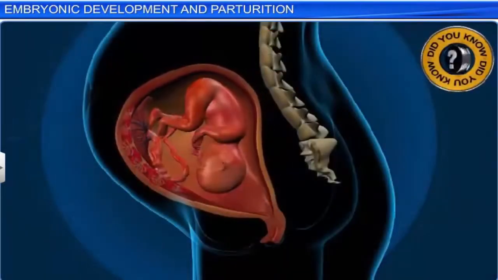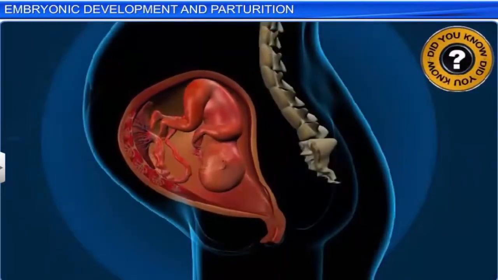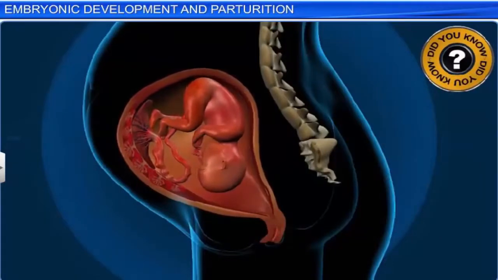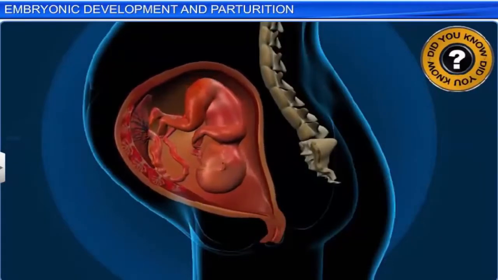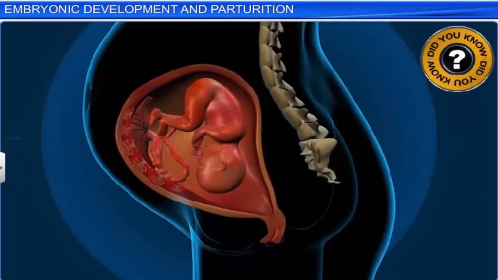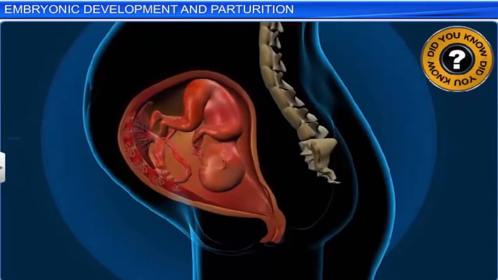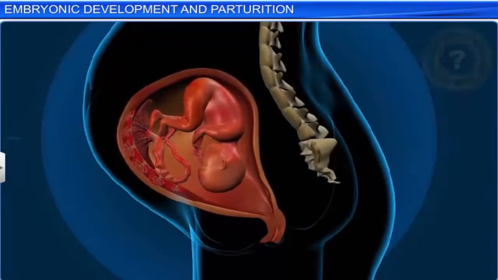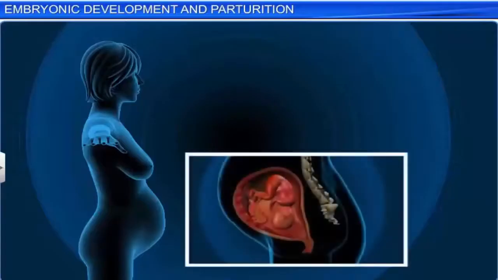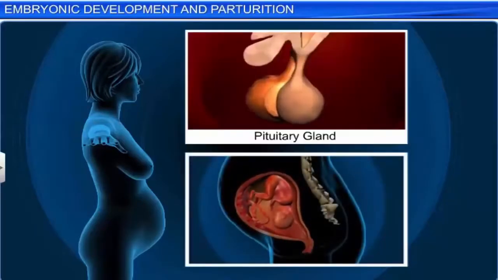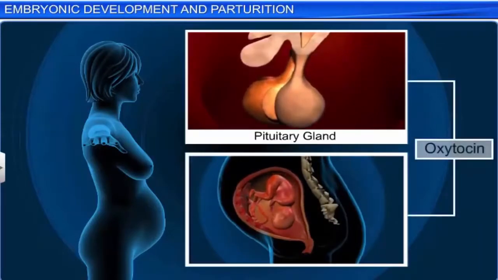Did you know that at the end of the gestation period, the fetus as well as the placenta starts secreting hormones that set in motion mild uterine contractions called the fetal ejection reflex? These contractions in turn act on the mother's pituitary gland that now starts secreting oxytocin, a hormone that causes stronger uterine contractions.